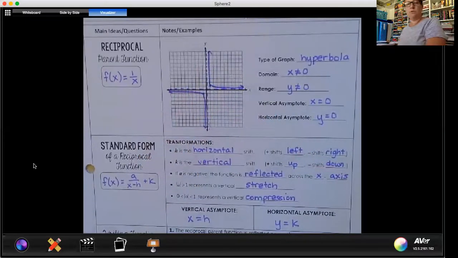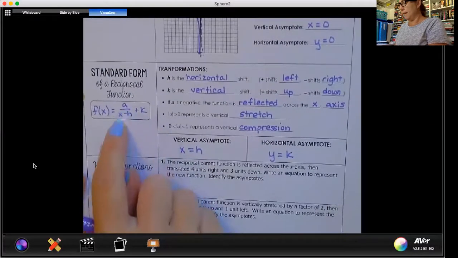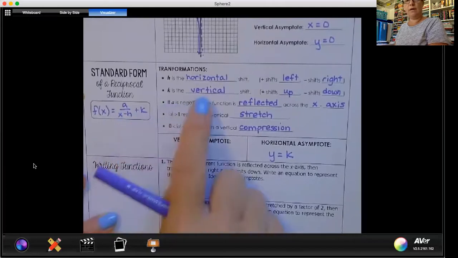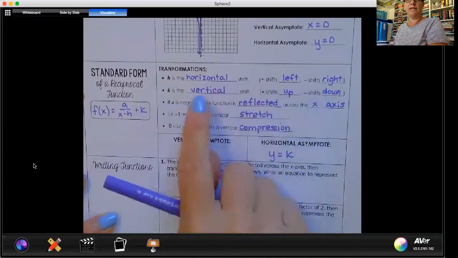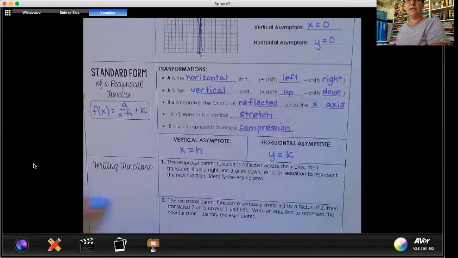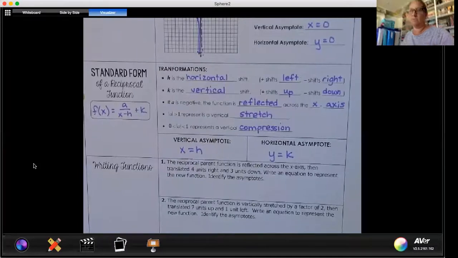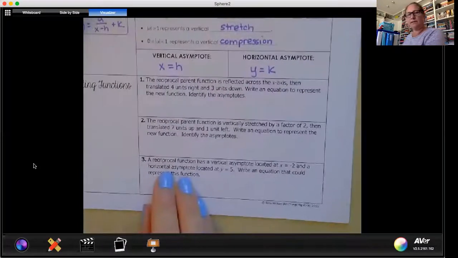If we were to do a transformation with a reciprocal function, it would be a over x minus h plus k, where h is the horizontal shift, positive moves right, negative moves left, k is the vertical shift, positive moves up, negative moves down. If a is negative, the function is reflected across the x-axis. If the absolute value of a is greater than 1, you have a stretch. If the absolute value of a is between 0 and 1, then you have a compression, both of which are vertical.